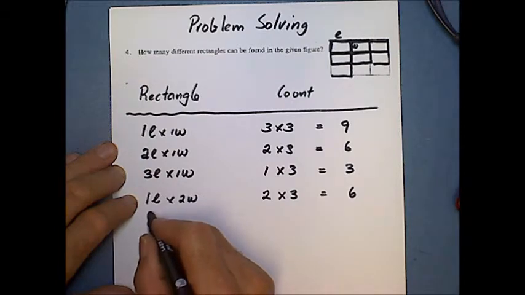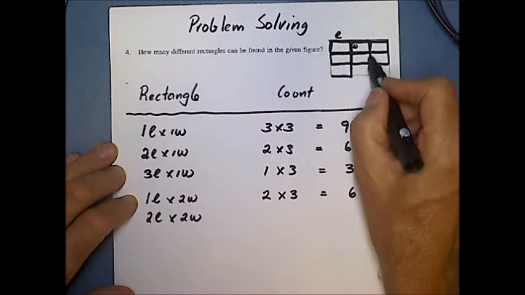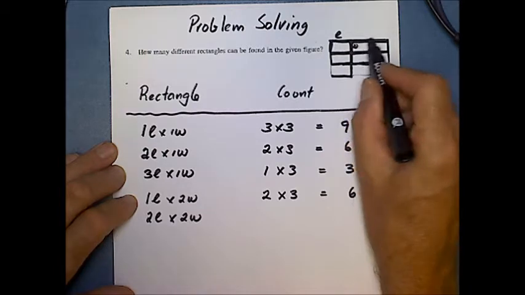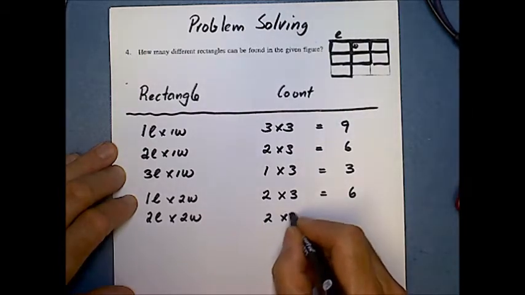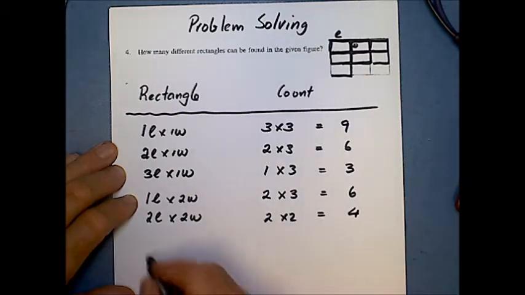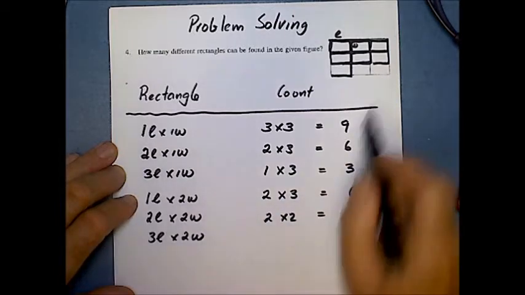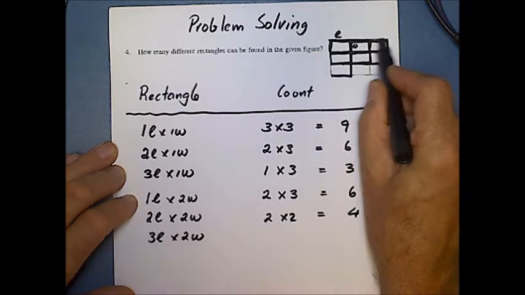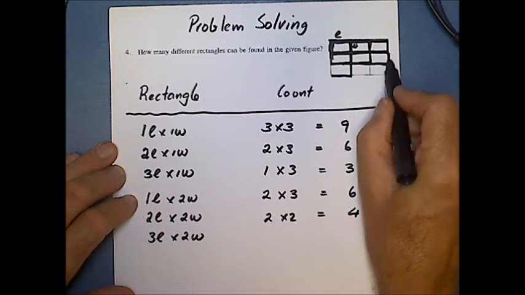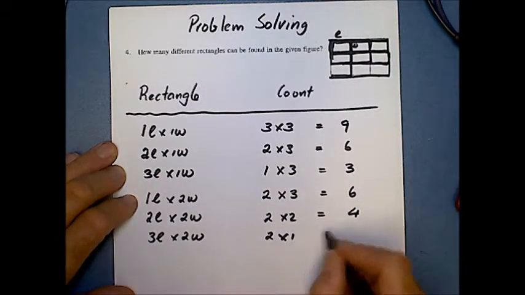The next size rectangle, following our pattern, is going to be 2 lengths by 2 widths. So 2 lengths by 2 widths, we can see there's 1, 2, 3, and 4. So there's going to be 2 times 2, which is equal to 4. The next size rectangle, 3 lengths by 2 widths. That's 3 lengths by 2 widths. We can simply see there's 1 and then a second one below. So that's going to be 2 times 1, which is equal to 2.